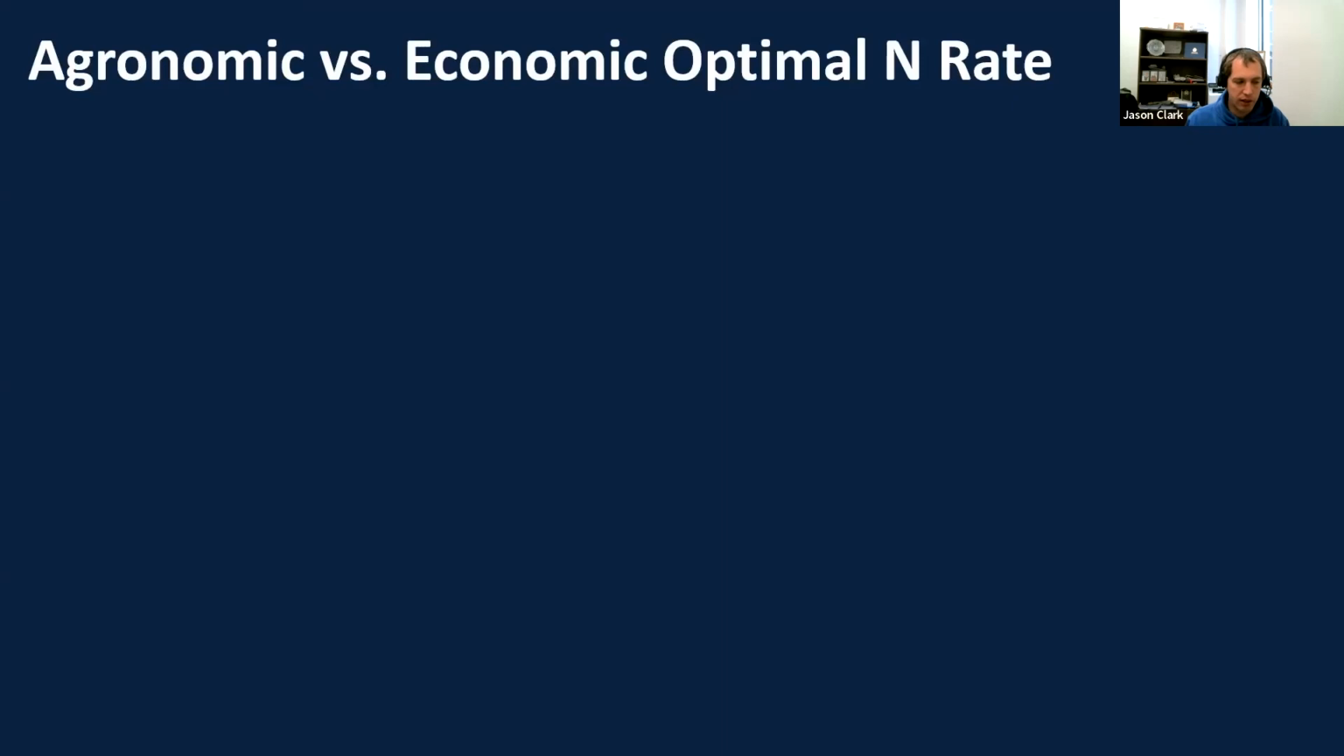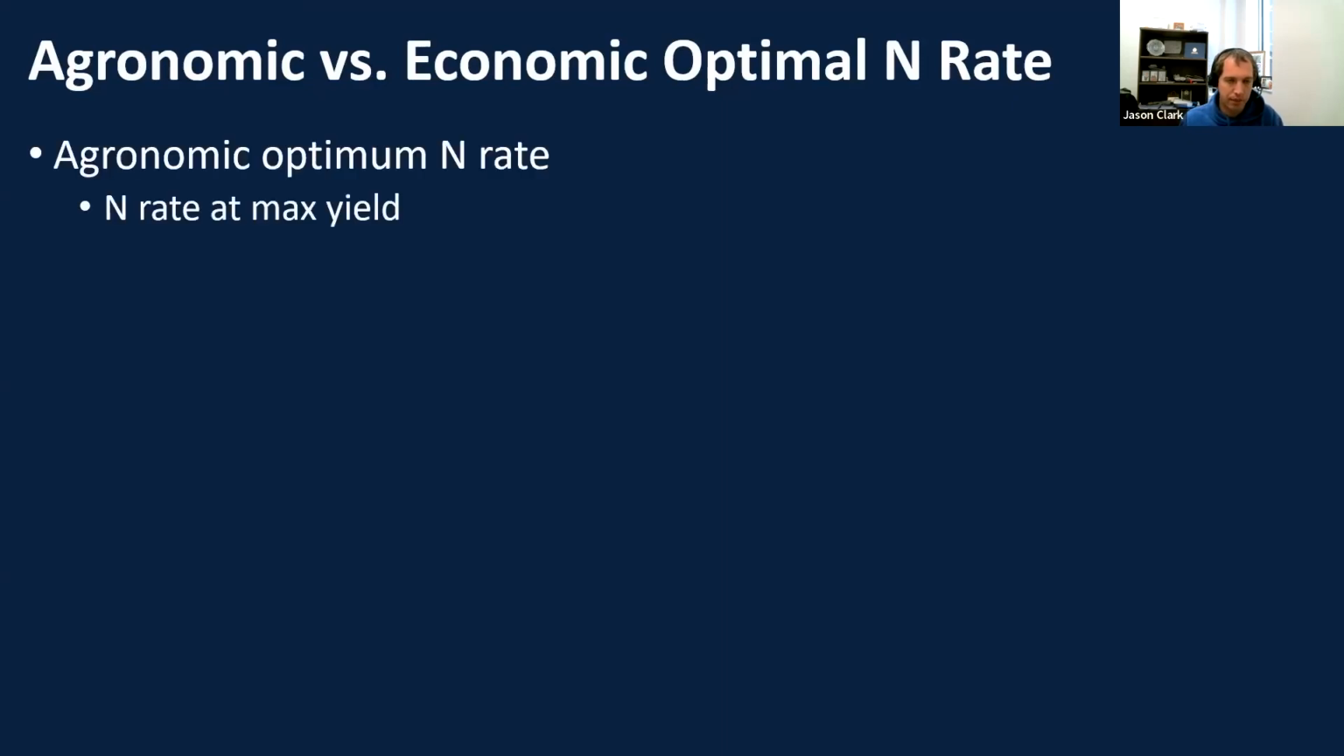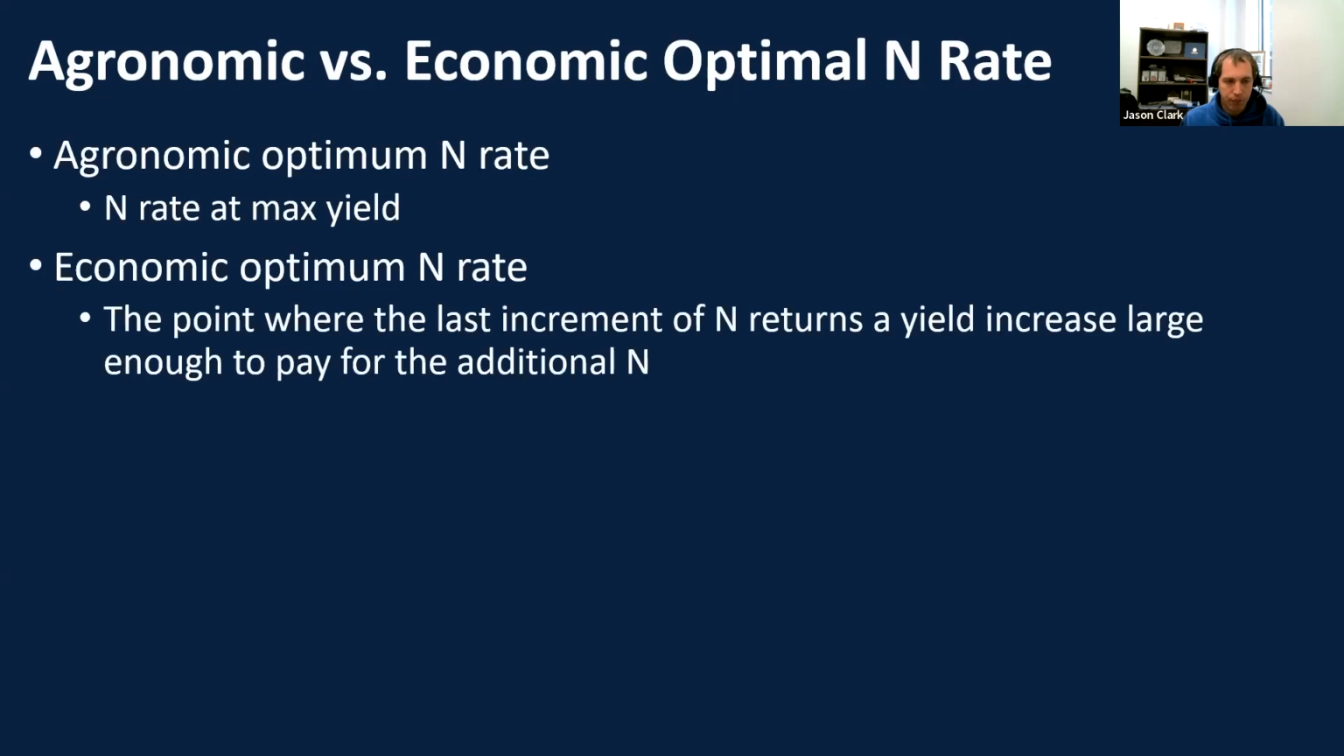So just to quickly talk about agronomic versus economic, we're going to have the same terminology here. Agronomic optimum N rate is the N rate at maximum yield. Economic is the point where my increase in yield pays for that additional N. And we'll look at an example here in just a second.